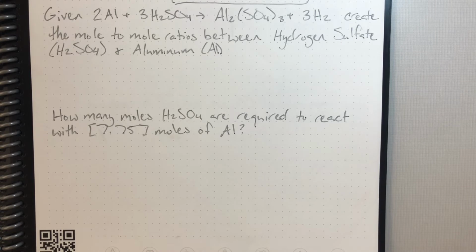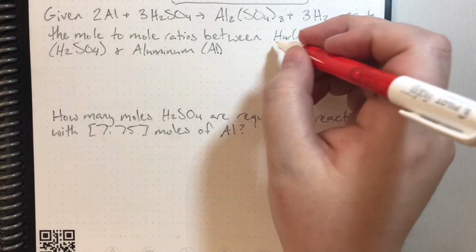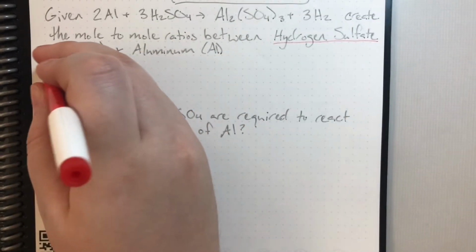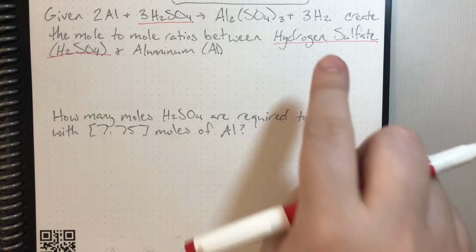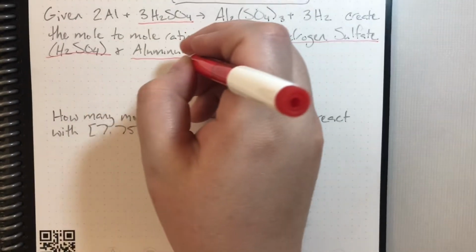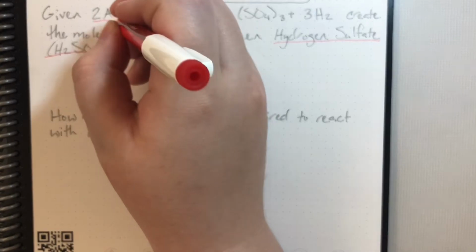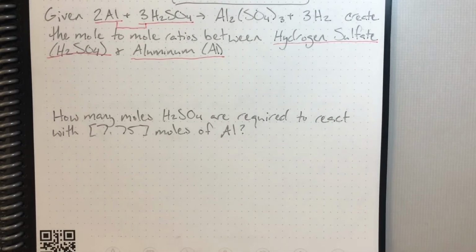Given 2 aluminum plus 3 hydrogen sulfate going to 1 aluminum sulfate and 3 hydrogen, create the mole ratios between hydrogen sulfate and aluminum. I'm going to identify the only compounds that I care about. They will appear in the problem, and then I will also underline them in the equation. So I have hydrogen sulfate and I also have aluminum. I will visually connect them, and then I will reference the coefficients that are in front of the compounds when making my mole ratios.